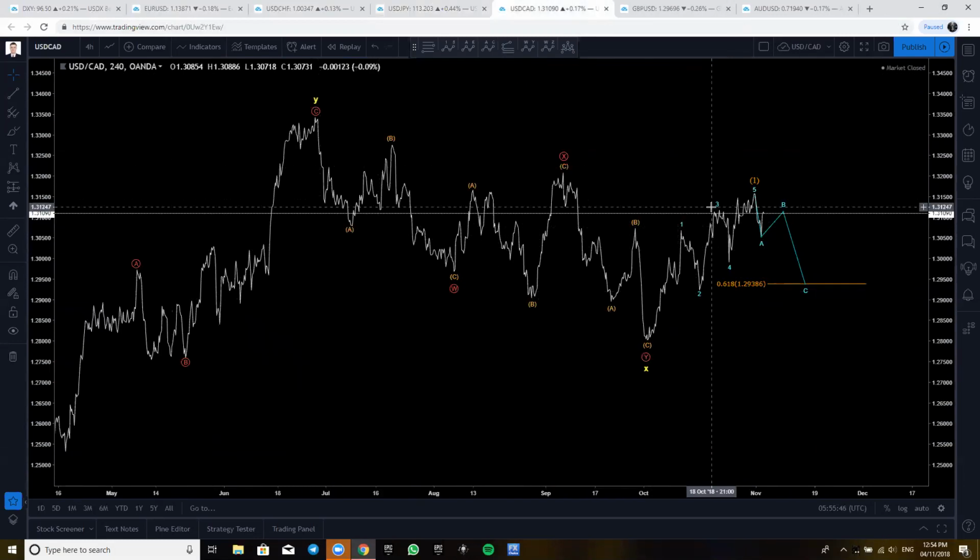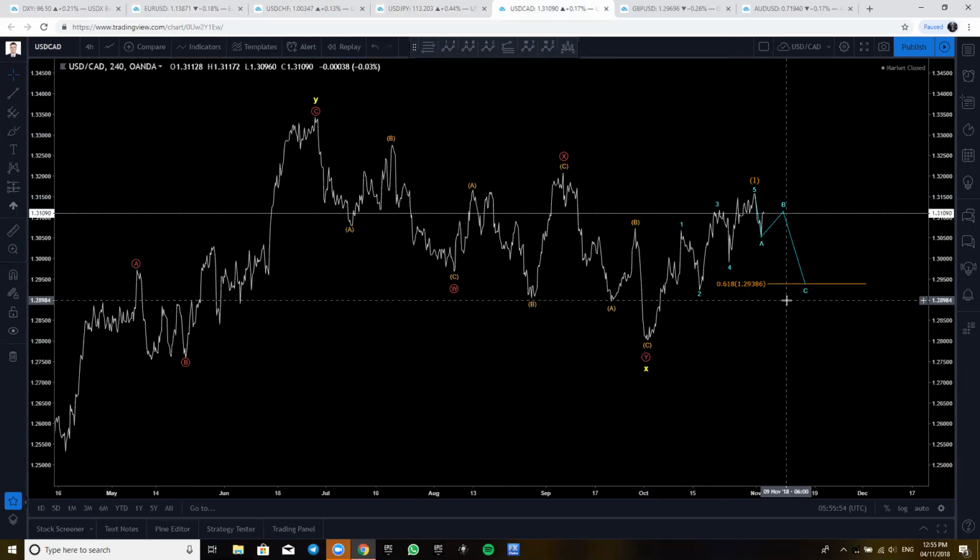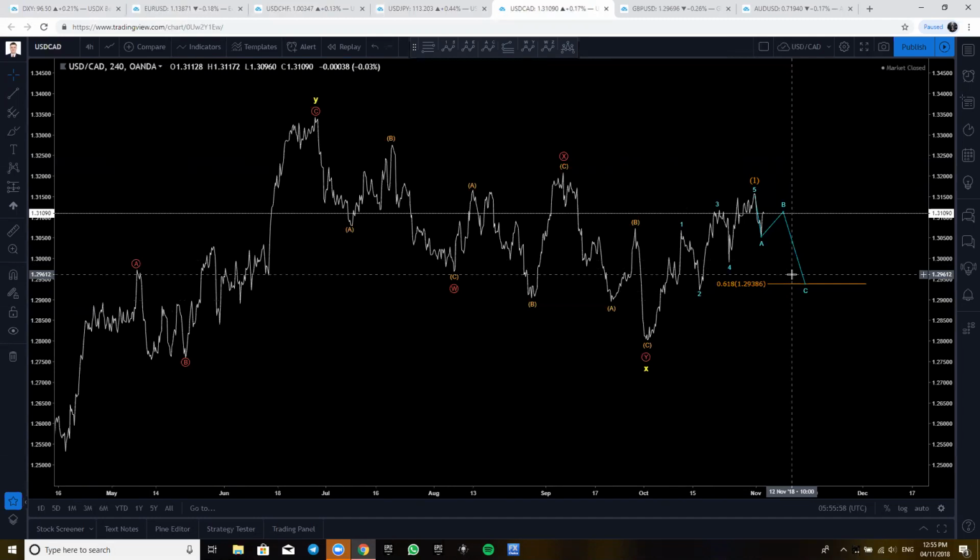USD CAD, I really thought this was going to explode up, but we had a leading diagonal and we dropped down. I put this out last week for an A, B, C correction, and this corresponds to the dollar taking a break from the bulls. So I'm expecting a move down here before a very nice buy.